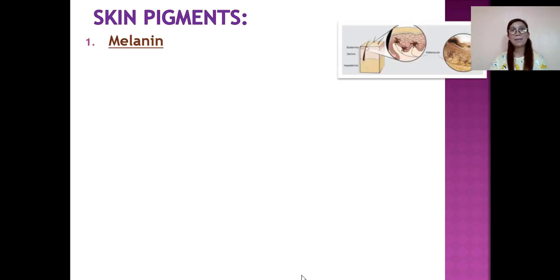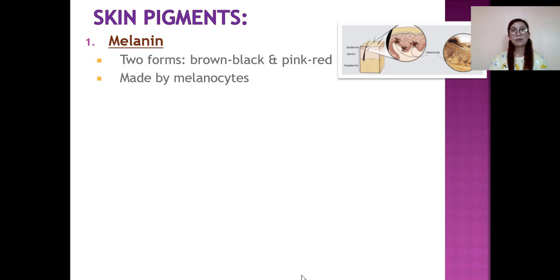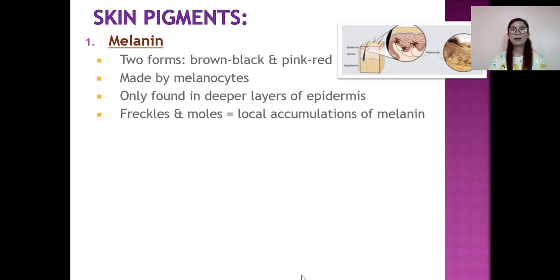So for skin pigments, it is caused by melanin. There are 2 forms of melanin, brown-black and pink-red. It is also made by melanocytes, and you can find it in deeper layers of the epidermis. If you can see, some people have freckles and moles. It is caused by the local accumulations of the melanin. And we need to protect our skin from the UV radiation by putting some sunblock.